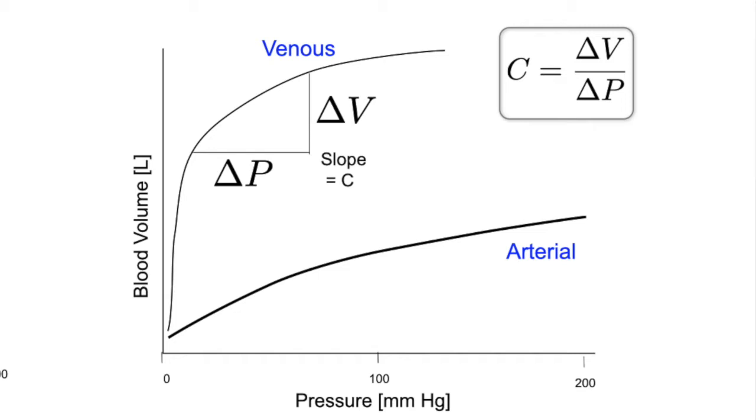And again, there's variability depending on where the artery is in the system and where the vein is in the system. So these curves describe something that is also a ratio, and the ratio here is blood volume on the y-axis and pressure on the x-axis, and that ratio, delta V over delta P, is the definition of compliance, which you also see there.